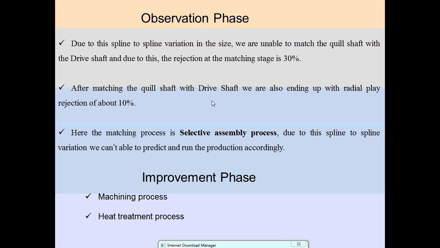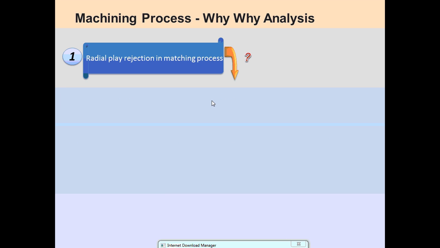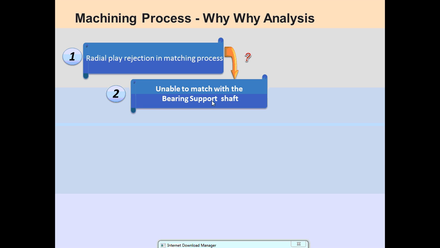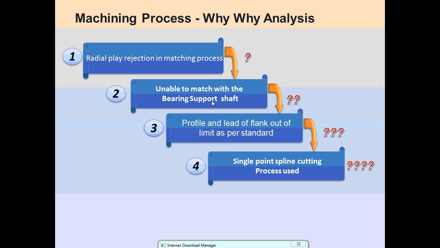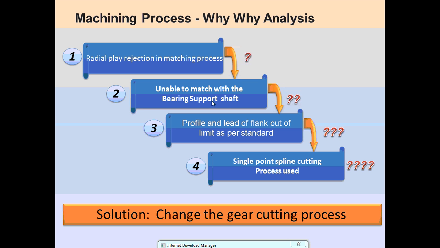This is the observation phase first. What we are going to improve in that phase, we have written: machining process, heat treatment process. Our questions arise after improvement. Why radial projection in the machining process? Second, why are we unable to match with the bearing support shaft? Third, profile and lead of flank out of limit as per standard. Why are we using the single point cutting tool process? So these are our questions.